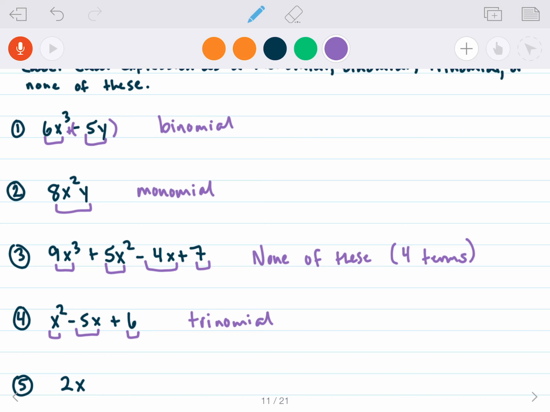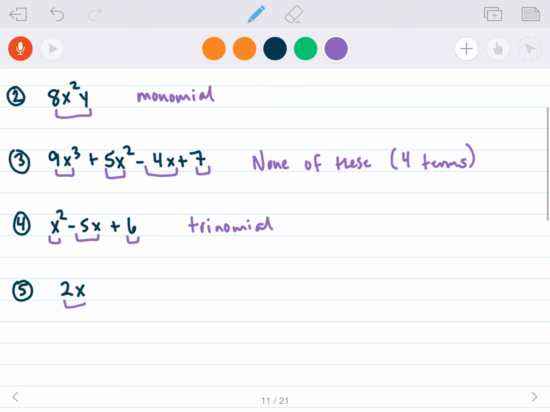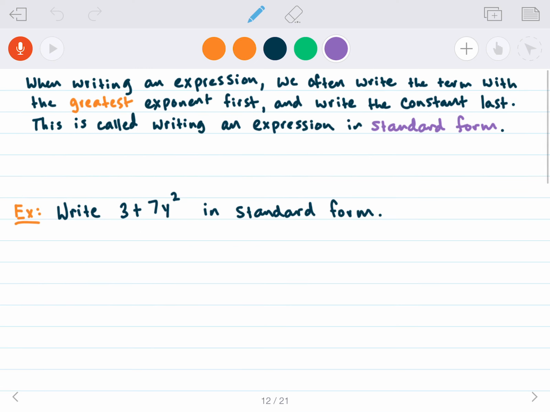Okay. 2x, so that's just a 2 times x. It's attached by multiplication. There's no plus or minus signs, so this is only one term. This is a monomial.